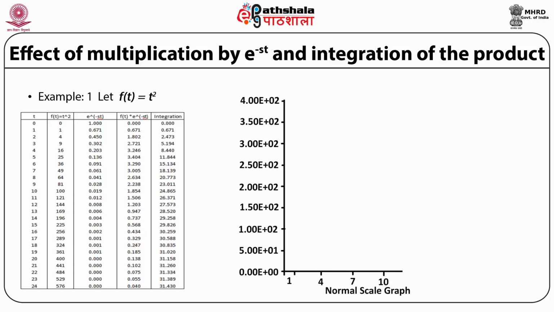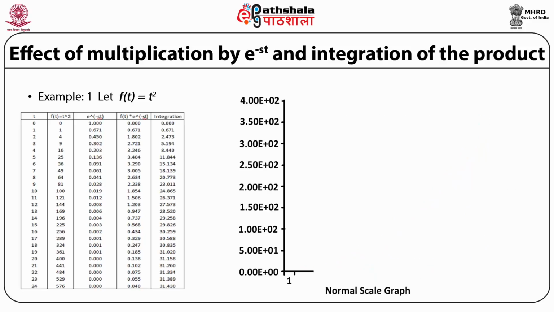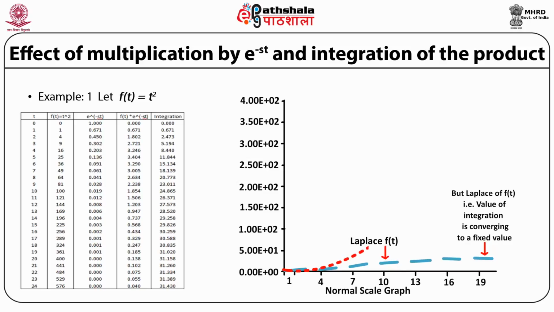So this integral product, you can see the integration up to time t is equal to 11 is 26.371. It is given in the fourth column. You can just add 1.203 to that, you will get 27.573. I hope you are all clear.